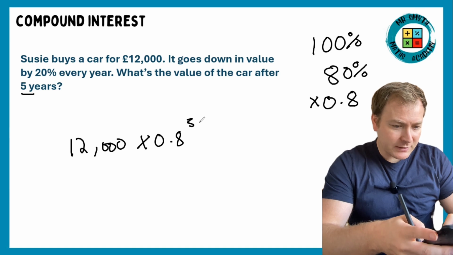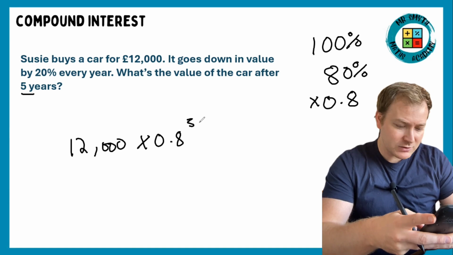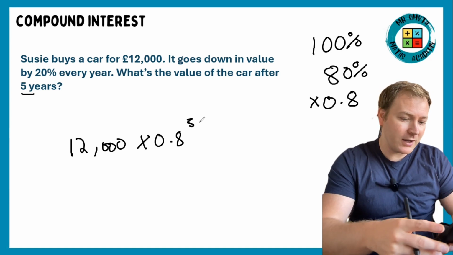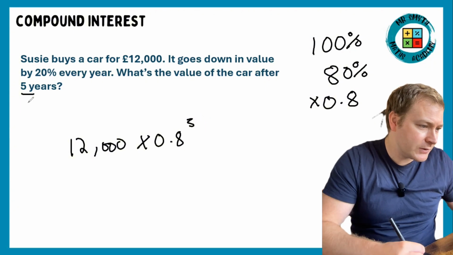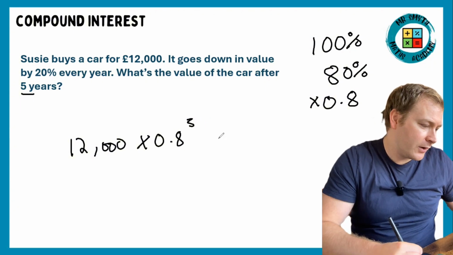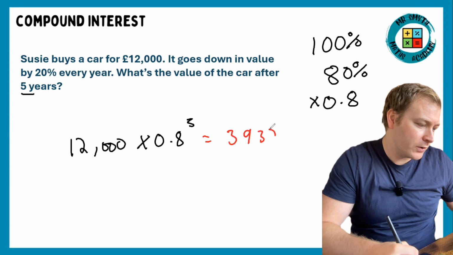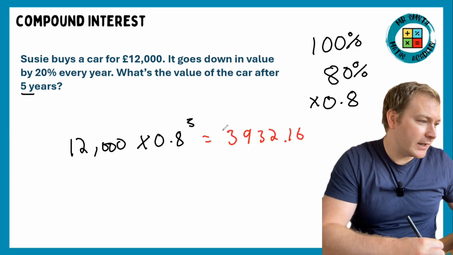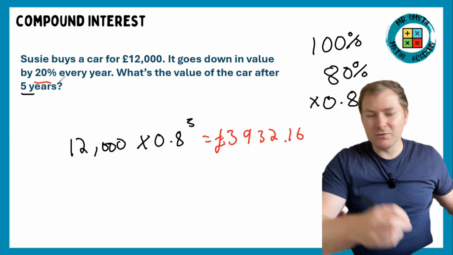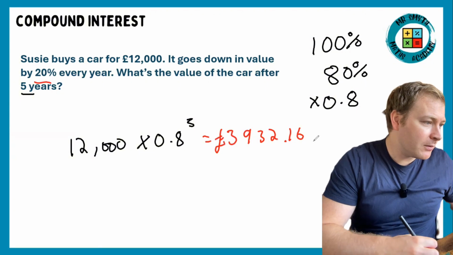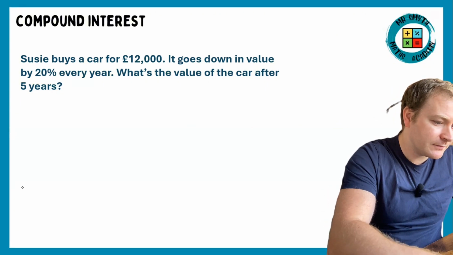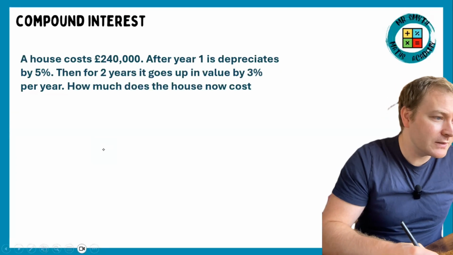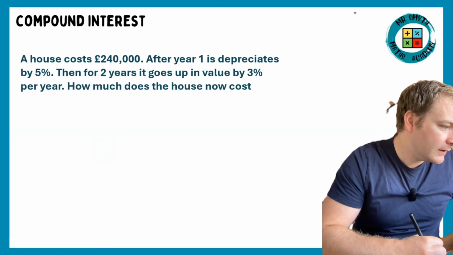So let's stick that in the calculator. So 12,000 times by 0.8, all to the power of 5. And as a decimal, that is going to give us 3932.16. Obviously a silly number that I've chosen there, but you get the idea. So yeah, hopefully that one makes sense. Now we're only going to do one more question, which is this one. This is the final question for today.